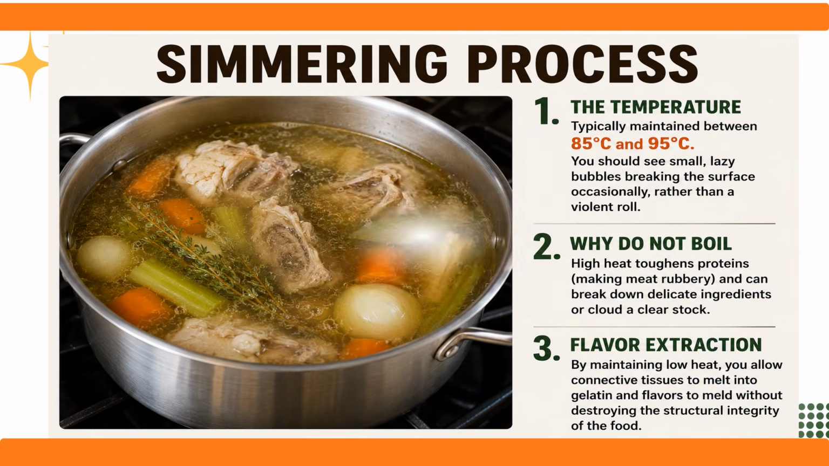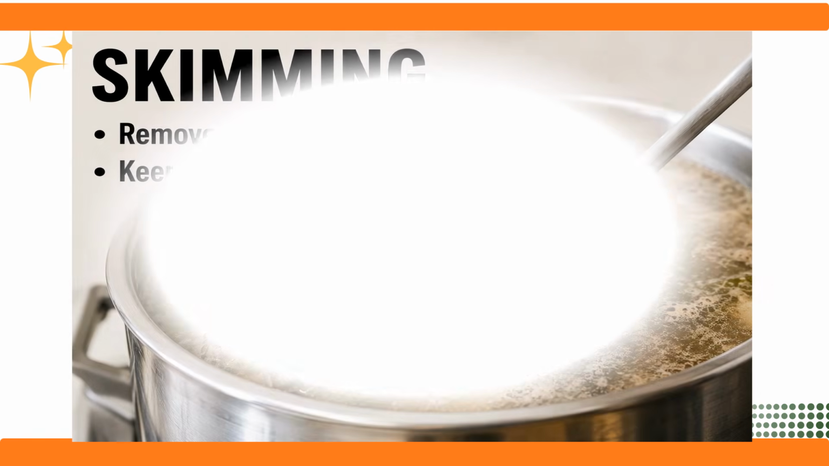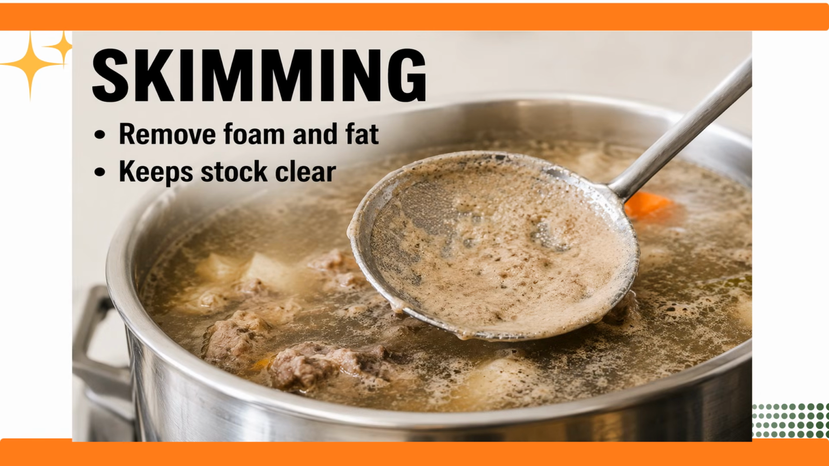Simmering process. Number 1. The temperature is typically maintained between 85 to 95 degrees Celsius. You should see small, lazy bubbles breaking the surface occasionally, rather than a violent roll. Number 2. Why not to boil? High heat toughens proteins, making meat rubbery, and can break down delicate ingredients or cloud a clear stock. Number 3. Flavor extraction. By maintaining low heat, you allow connective tissues to melt into gelatin and flavors to meld without destroying the structural integrity of the food. Skimming. Removing foam and fat keeps stock clear.